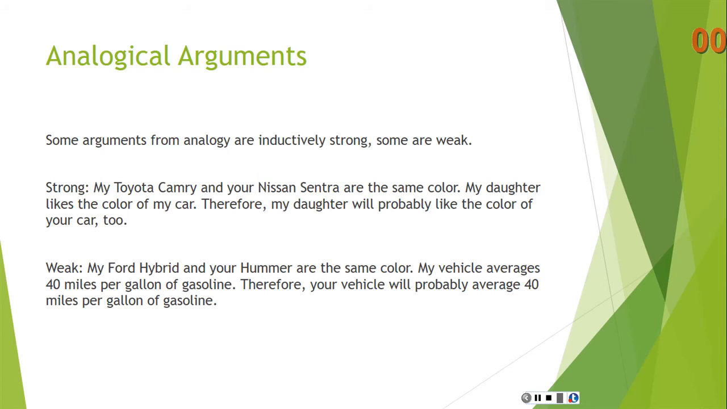Here's a strong one. My Toyota Camry and your Nissan Sentra are the same color. My daughter likes the color of my car, therefore my daughter will probably like the color of your car. Okay, so it seems strong, right? We can't really quantify it here, but since she likes the pink on your car, she'll probably like the pink on my car. We're comparing two things, the Toyota Camry and the Nissan Sentra.